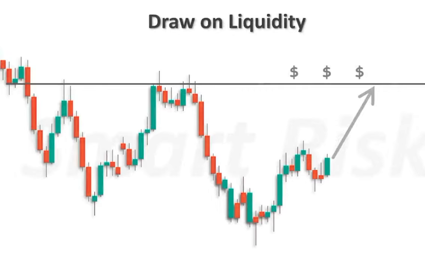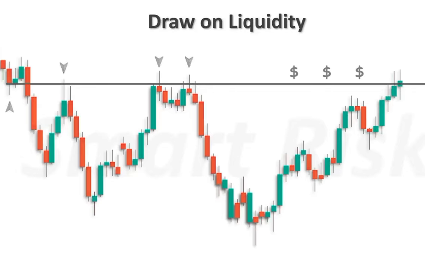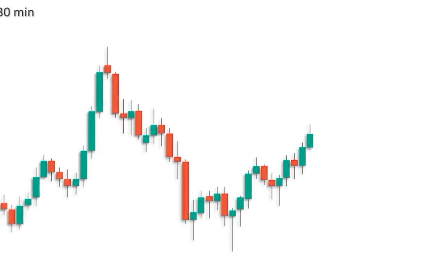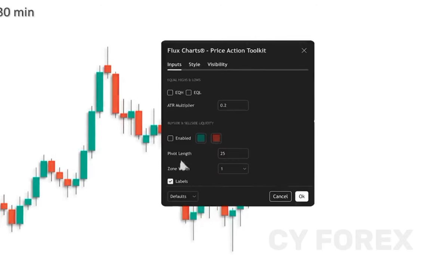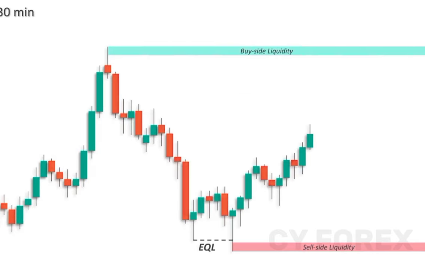In simple terms, the market often moves to areas with resting liquidity, such as equal highs, equal lows, or sharp reversal points, because that's where many orders are waiting to be filled. You can mark these levels manually, or simply enable them in the indicator settings by turning on equal highs and lows, and buy-side and sell-side liquidity.